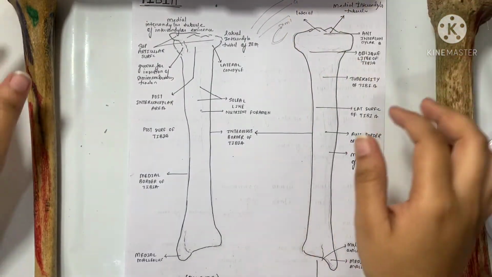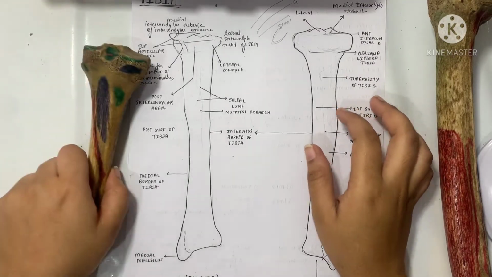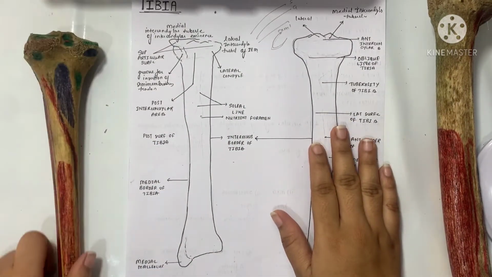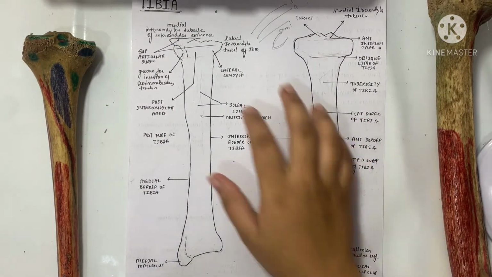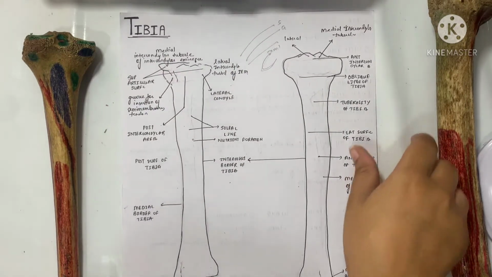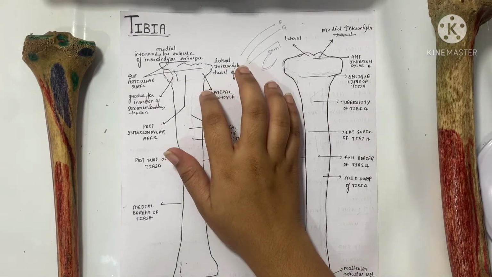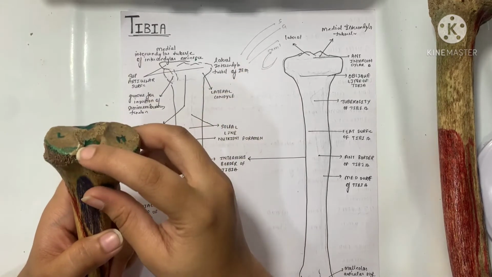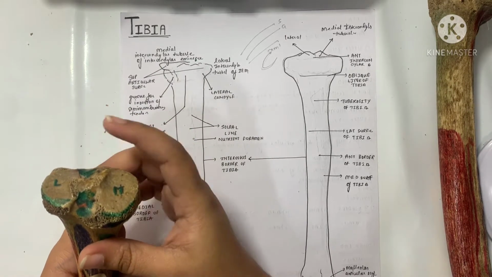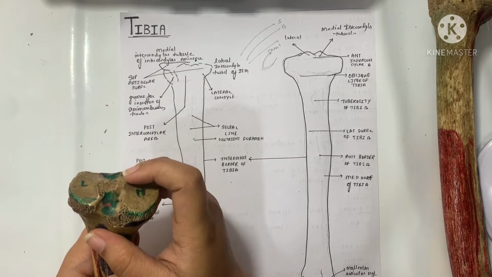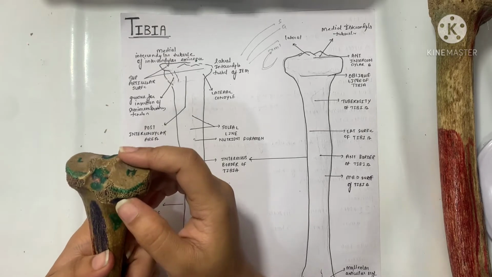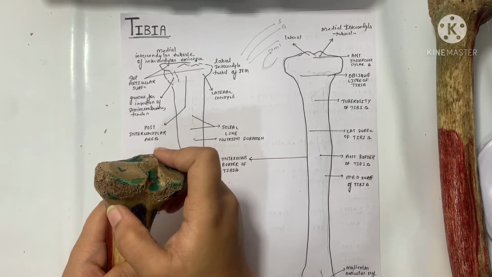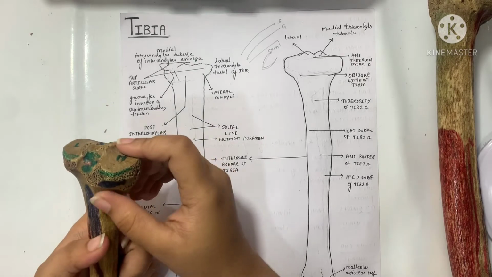Then coming to the next, that is the structures. It is composed of the upper end, lower end, and the shaft. So starting with the upper end, this is the upper end of the tibia. It has an intercondylar area. Intercondylar area is divided into the anterior intercondylar area, posterior intercondylar area, medial and lateral tubercles of intercondylar eminence. Here is present a fibular facet and a groove for semimembranosus is present on this side, over here, groove for semimembranosus.